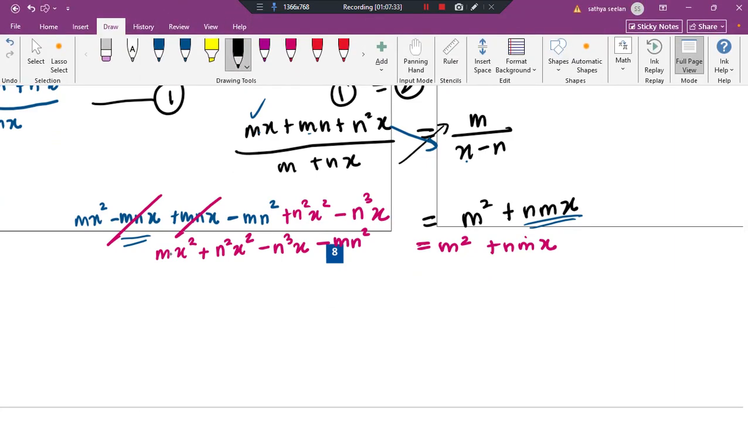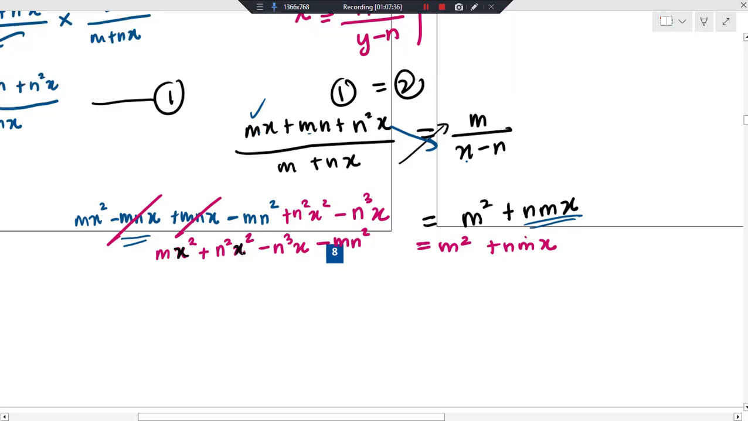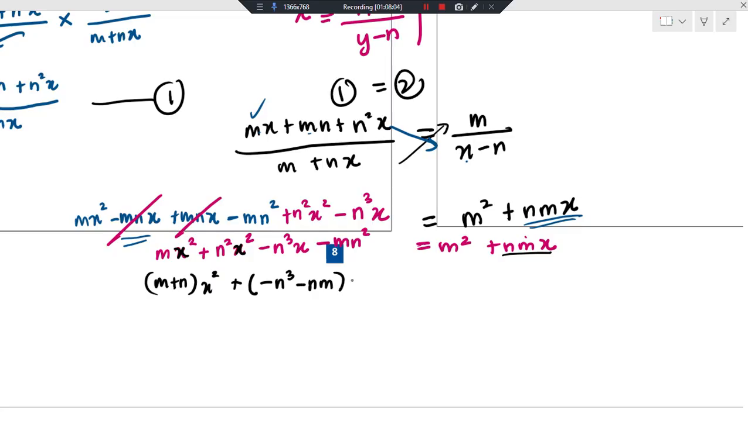When you go there, dia akan jadi macam negative N cube negative NM X minus MN square minus M square equals to 0. Soalan ni mengarut lah. Dia panjang gila solution dia. Bukan tak boleh buat. Boleh buat, tapi takkan dia nak buat macam ni kot.